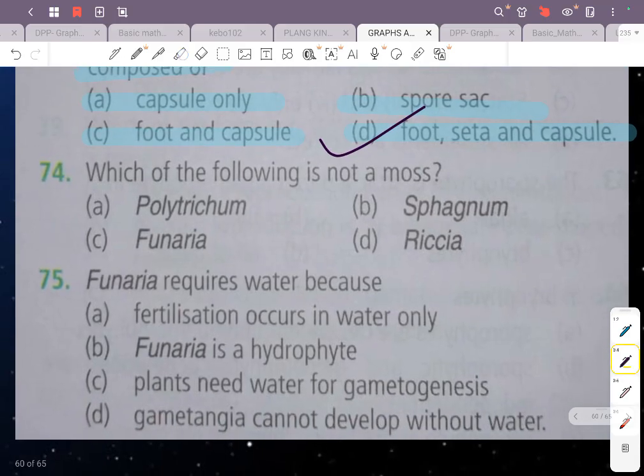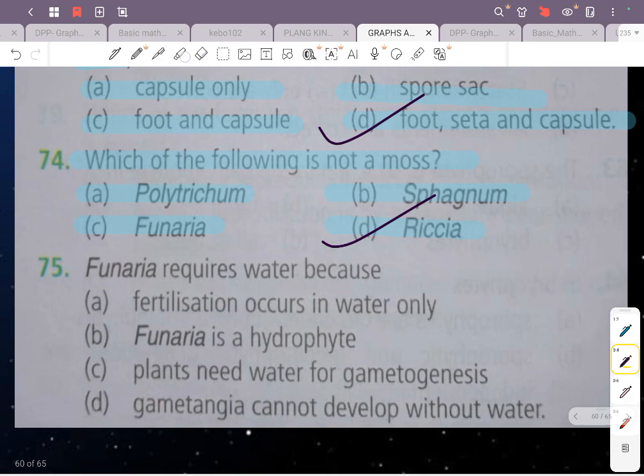Now moving on to the next question. The next question is which of the following is not a moss? इनमें से कौन सा moss नहीं है? A, polytrichum, B, sphagnum, C, Funaria, or D, Riccia. Now what do you think? Now sphagnum, polytrichum and Funaria, all of these are mosses, ठीक है. Riccia is actually a liverwort, so that makes option number D the correct answer.